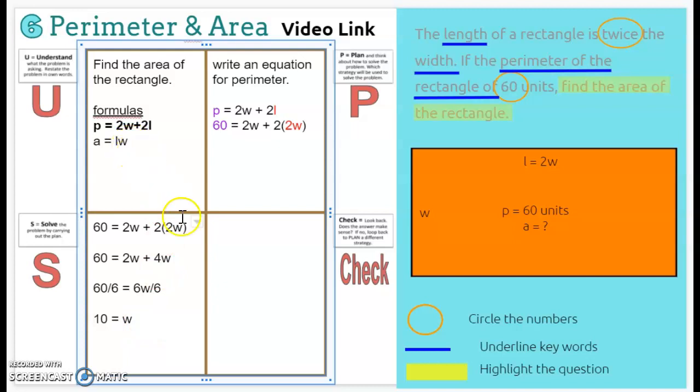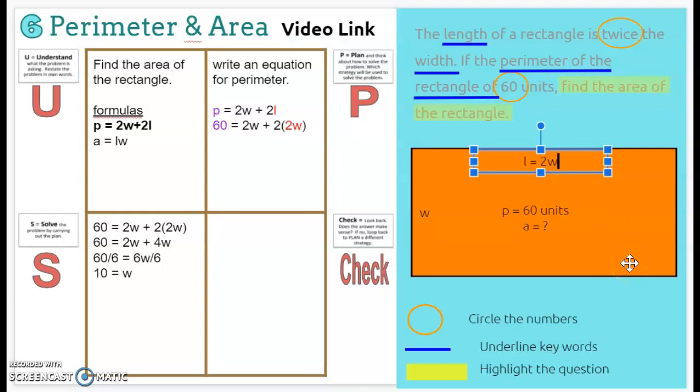So now I'm going to plug all of that in. Actually, let me do this a different way. Let me collapse this here. I'm going to plug my W in, not into my area yet, but here. I need to replace all the W's with 10. So I'm going to take this W, replace it with 10, and take this W, replace it with 10.